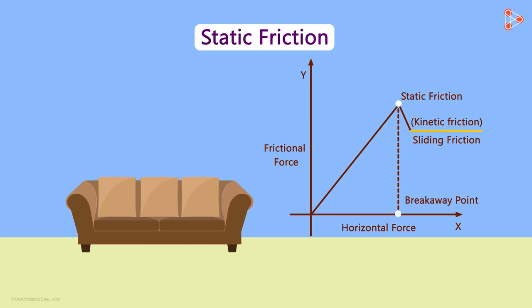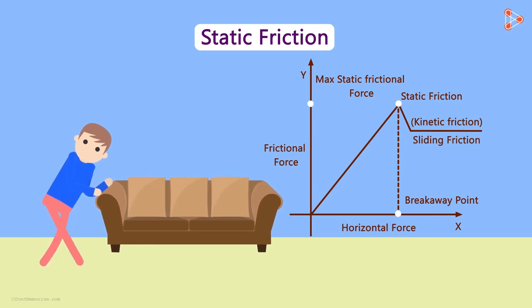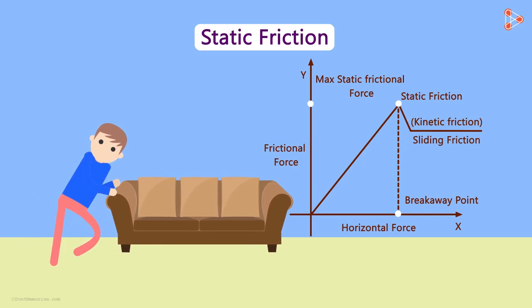Why is this line at a lower level than the maximum static frictional force? The reason is simple. If you've ever pushed a sofa or some heavy object on the floor, you would have realized that pushing it is a little easier when it's in motion. Yes, it's because the sliding friction is lesser than the static friction that's offered by the floor. That was the concept of static friction for you.